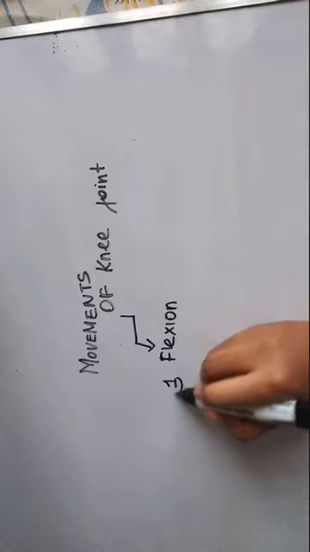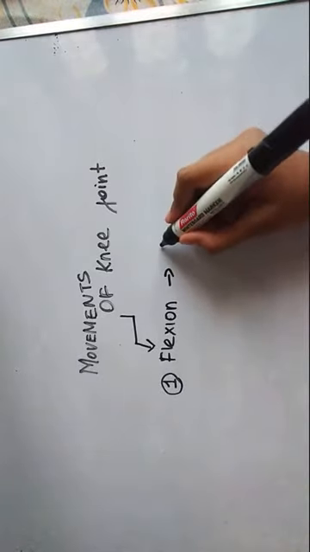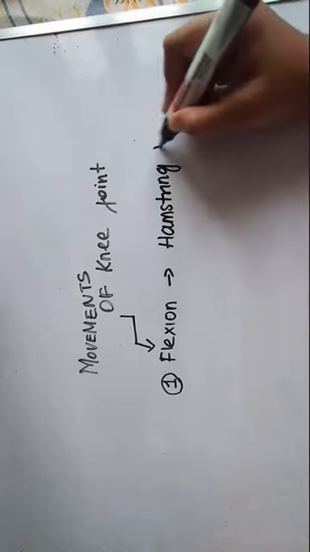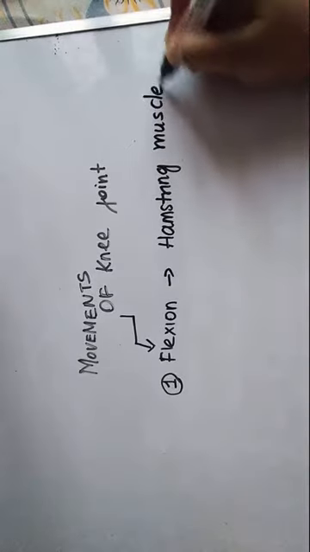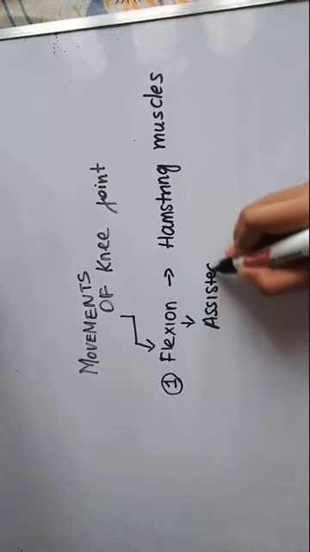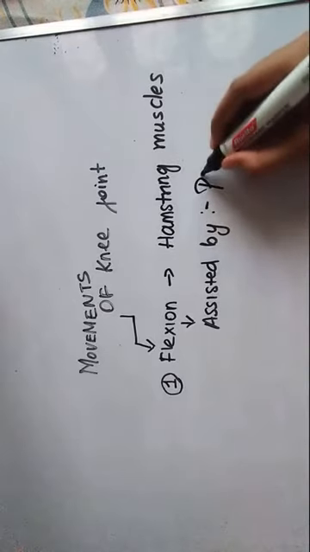First, flexion of the knee. First, I'll name the important muscle, the prime mover, the chief muscle which helps in the flexion of the knee. And next, I'll name those muscles which act as secondary or assisting muscles. The prime muscle of flexion is the hamstring muscle. And this flexion is assisted by the popliteus muscle.